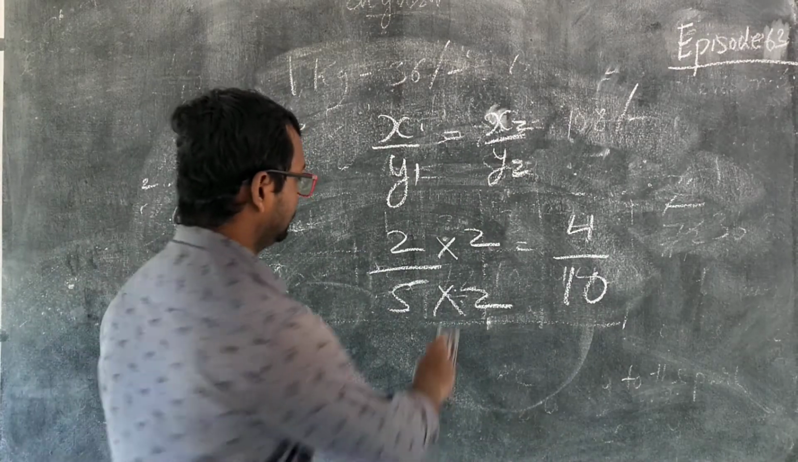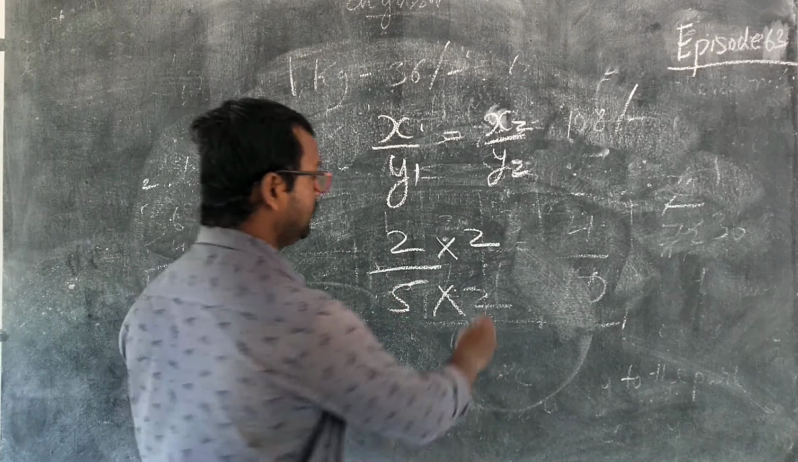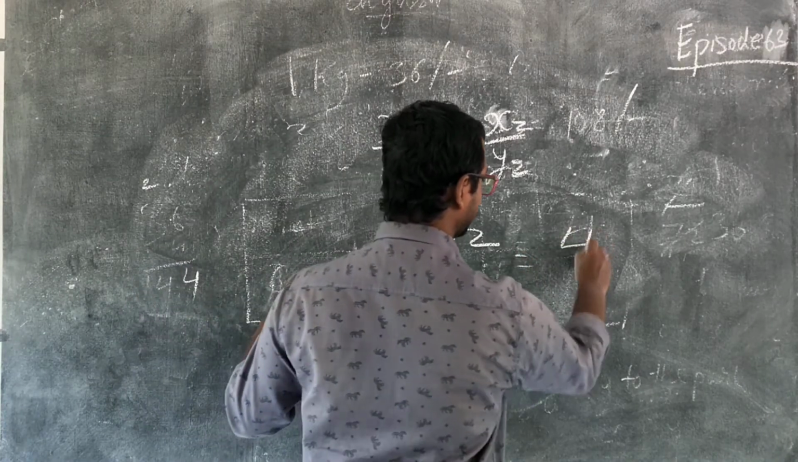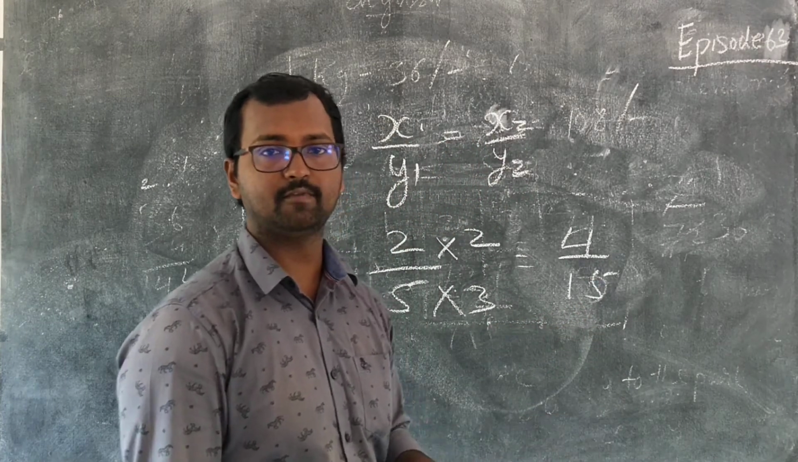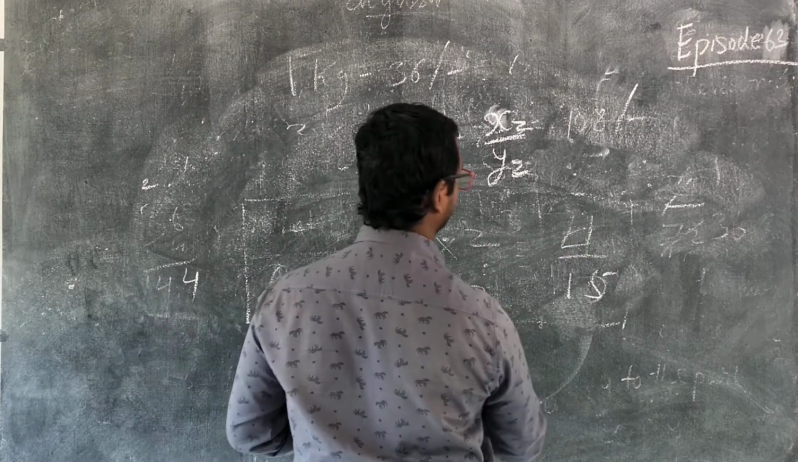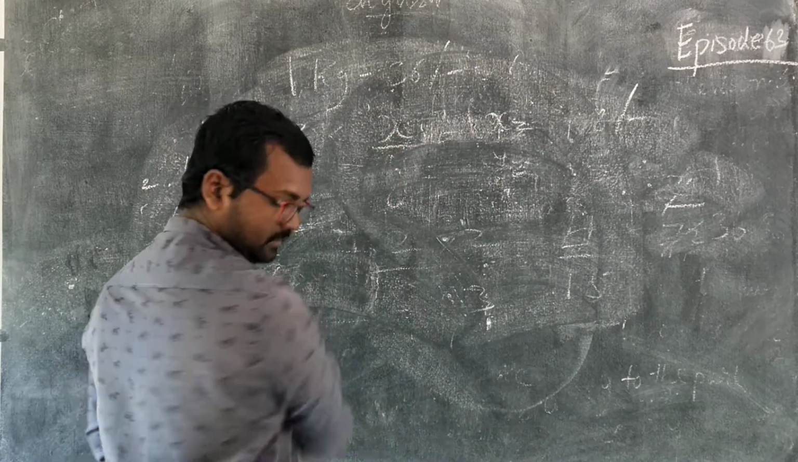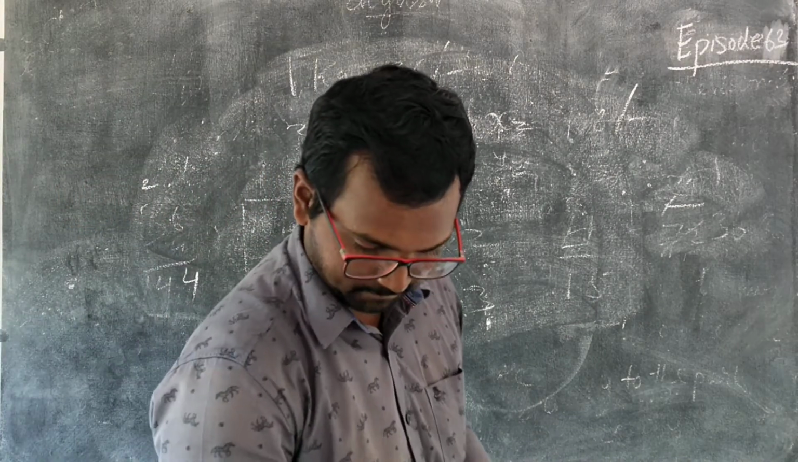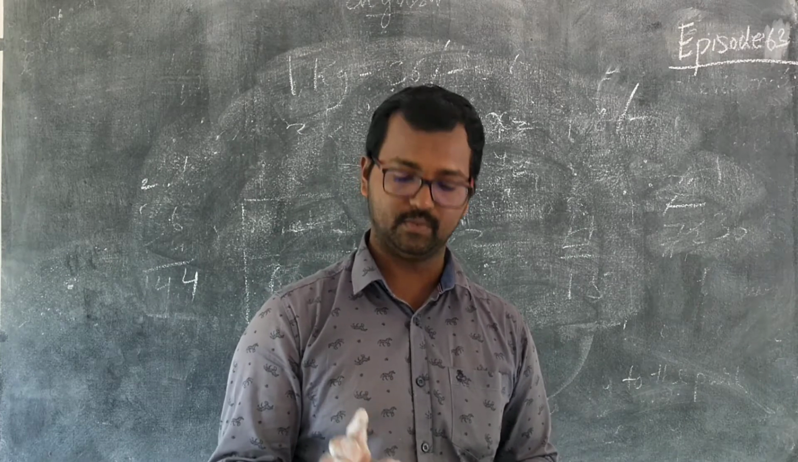So if I multiply the numerator with 2 and if I multiply the denominator with 3, then I will get 4 by 15. 4 by 15 is not in proportion. Okay. So the formula is very clear. x1 by y1 is equal to x2 by y2.